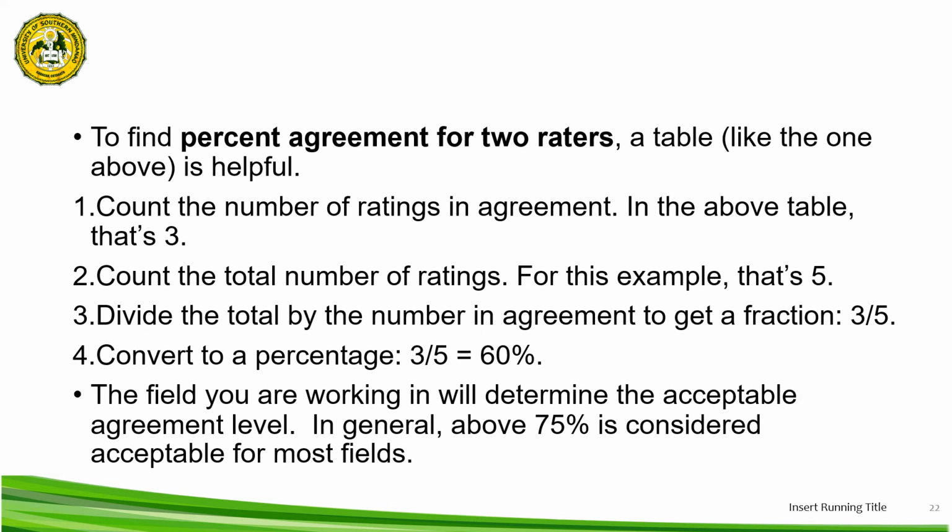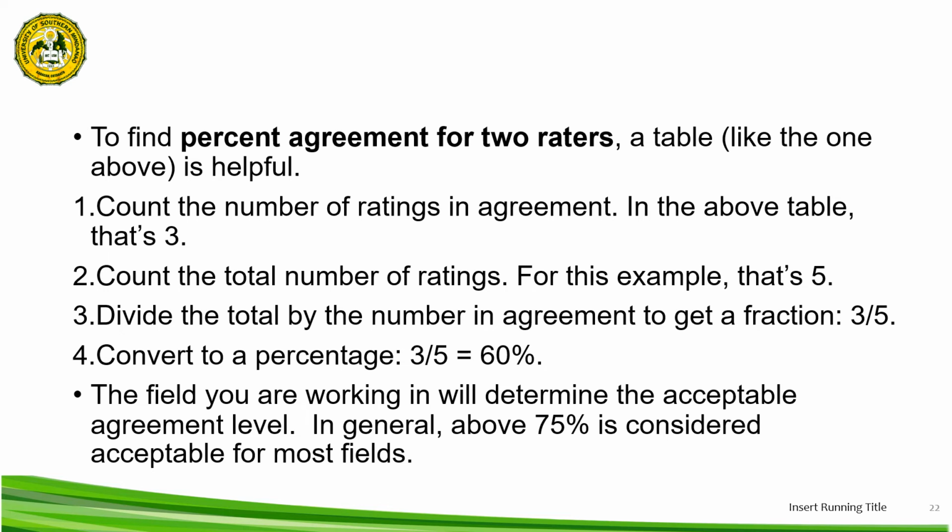To find percent agreement for two raters, a table like the one above is helpful. First, count the number of ratings in agreement. In the table above, that's 3. Next, count the total number of ratings. For this example, that's 5. Divide the number in agreement by the total to get a fraction, so 3 over 5. Then convert to a percentage. 3 over 5 is equal to 60%.